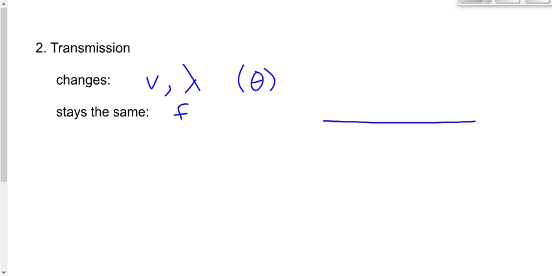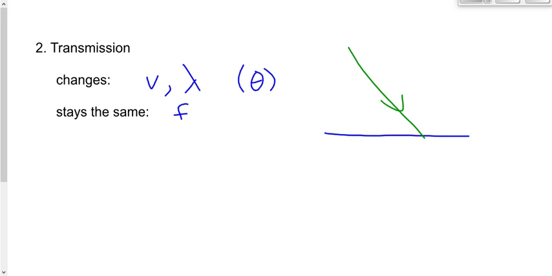If you're going from medium A to medium B, and you're going straight on like this, the speed will change, the wavelength will change, but the direction won't. The direction will stay the same. But if you're going like this, from medium A to medium B, the speed will change, the wavelength will change, and the direction will also change. So it's in brackets because it sometimes changes, but not always.